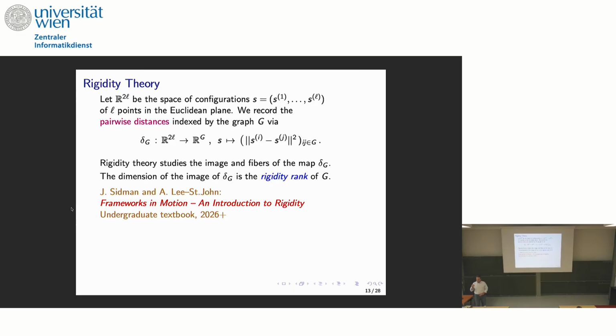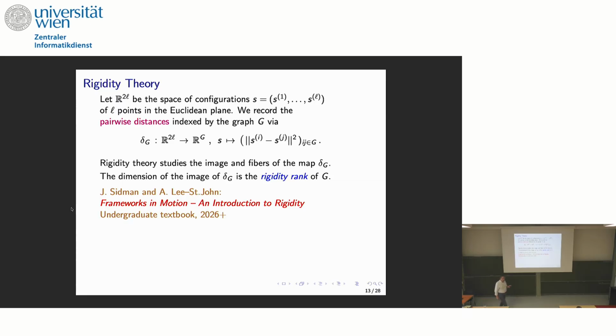So this map, delta G, the image is an algebraic variety. It's also called the Cayley-Menger variety. I already advertised Cayley. Menger, of course, famously a professor in Vienna 100 years ago. So Menger and Schoenberg introduced a lot of this rigidity theory in Vienna 100 years ago. In any case, the rigidity rank is the dimension of this variety.